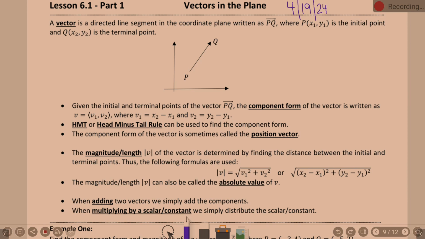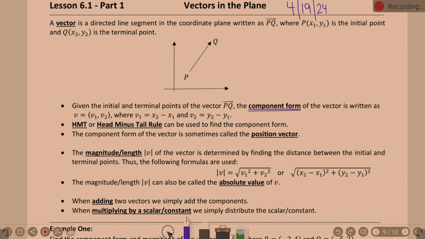That would be the case where P, the tail of the vector, is the ordered pair x1, y1, and besides the tail of the vector, it's also the initial point. Q, up at the head of the vector, is the terminal point, and it's x2, y2. So you have your first ordered pair at the initial point, your second ordered pair at the terminal point. Now, given your initial and terminal points of your vector, so given those two ordered pairs, you can find the component form.